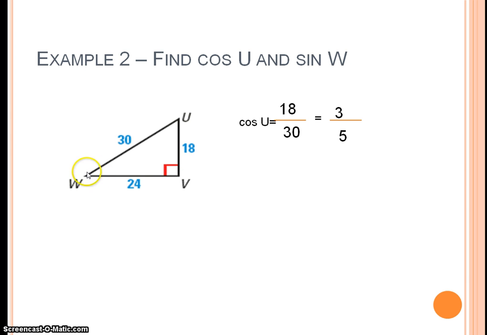Now we're going to do the cosine of W. The numerator of this ratio is going to change because we're talking about a different angle, so the top number would be 24, but the hypotenuse is still the same number. And once again, we can reduce this ratio. This reduces to 4 over 5, since again there's a 6 in common. So we have 3/5 and we have ourselves 4/5.